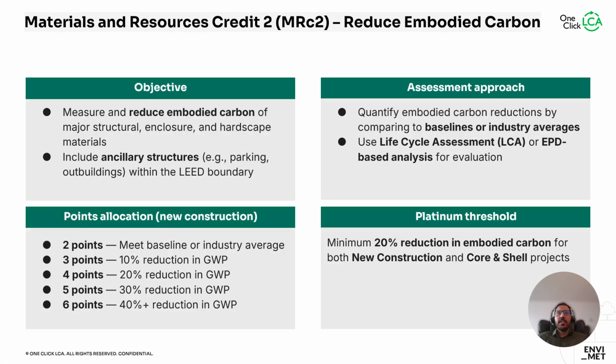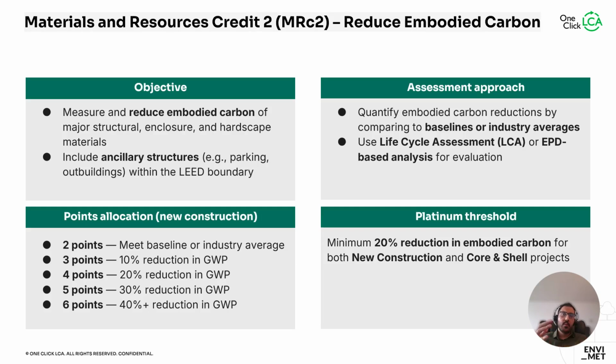Then we are going through the process of the MRc2, where we are going to focus on reducing the embodied carbon emissions. So again, we need to consider the structure, envelope, and the hardscape materials. Anything like parking spaces needs to be included as well. Either we are going through the life cycle assessment and we are going to reduce the GWP, or we are going through other pathways such as using the EPDs and then comparing them with the average values to see the reduction, or going for the A5 and construction site operations.